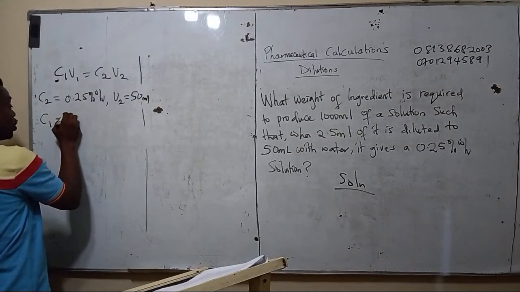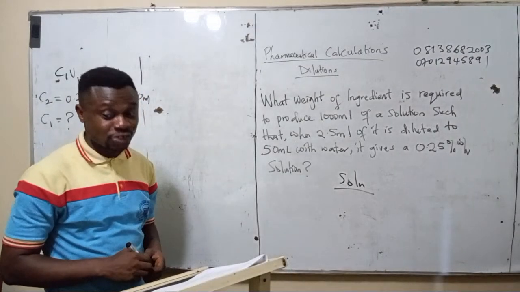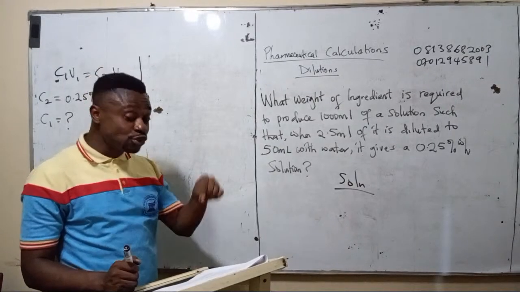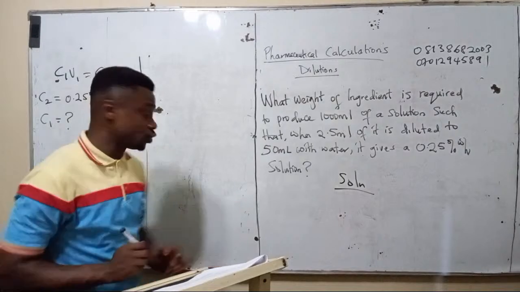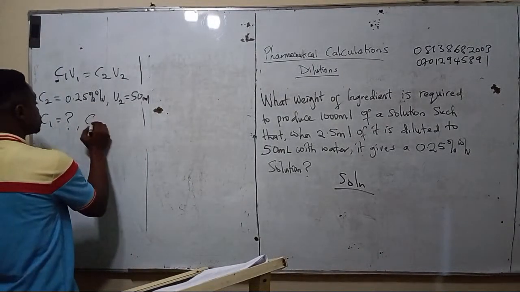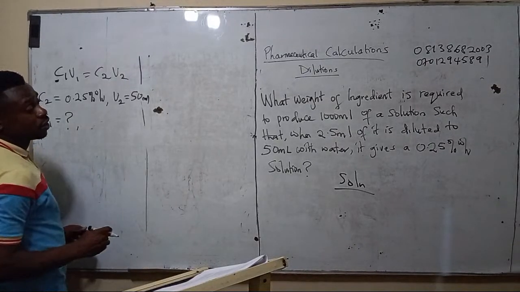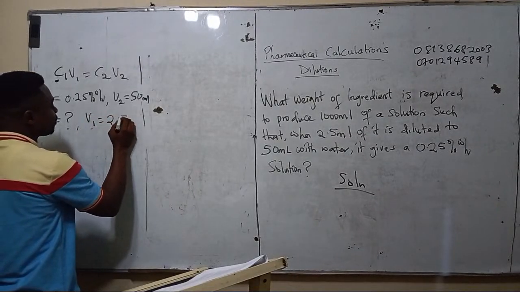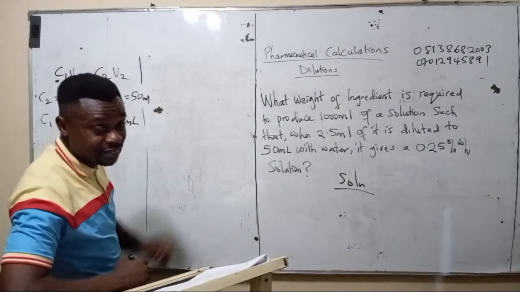C1, we don't know C1. We don't know the concentration of the stock solution, because we don't know the amount of ingredient that was dissolved to make the stock solution. But we know C2. Okay, we see C2 here already. Then V1, we know V1, because the V1 is 2.5 mil. Again, V1 is 2.5 mil, if not 1,000 mil.